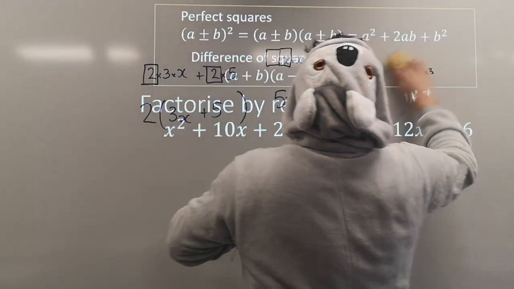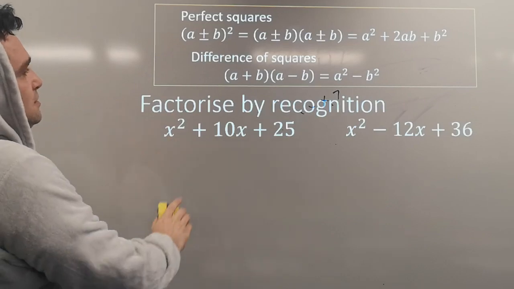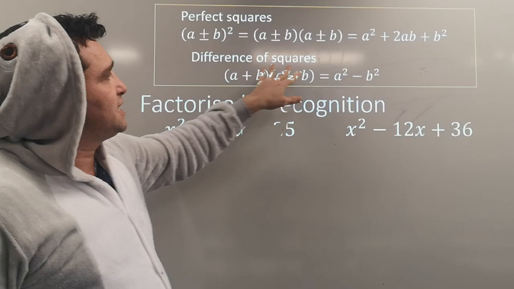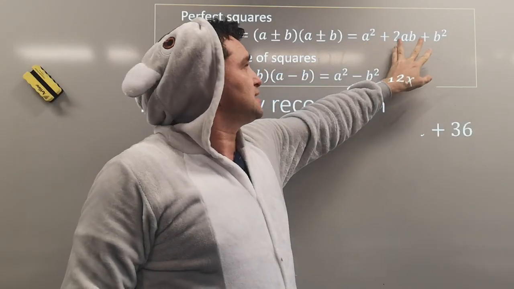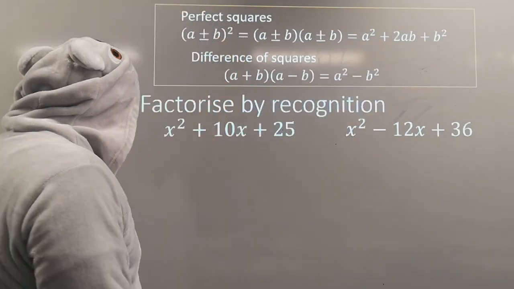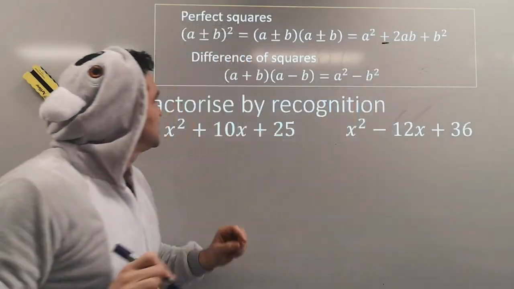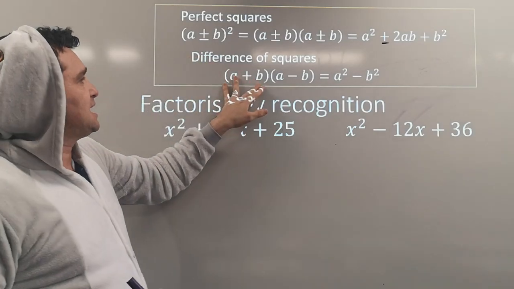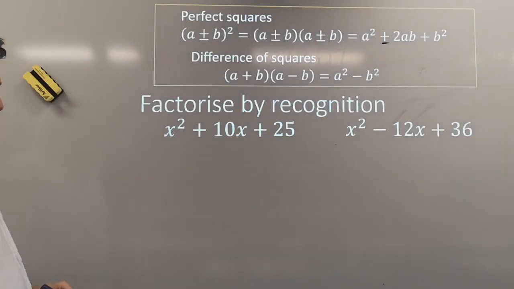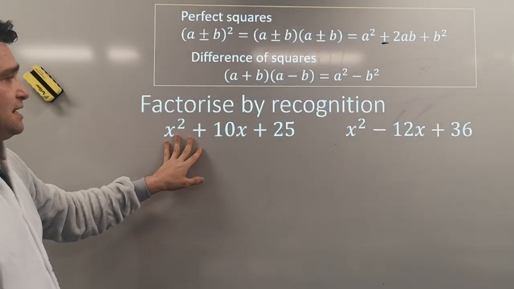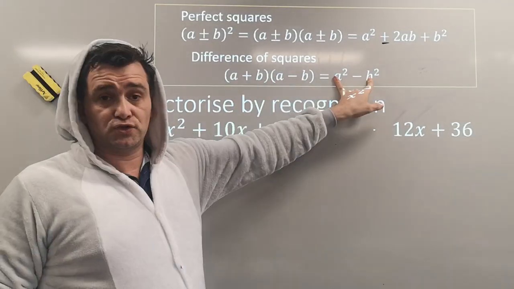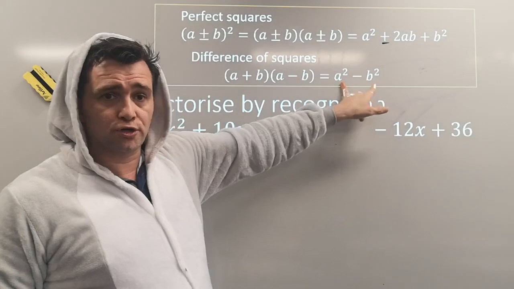So now getting to our recognition. Remembering that a plus or minus b squared is equal to a squared plus or minus 2ab plus b squared. And the difference of two squares, a plus b times a minus b, is a squared minus b squared. So we have a trinomial, so it's not going to be the difference of two squares because we would only have 2 terms.